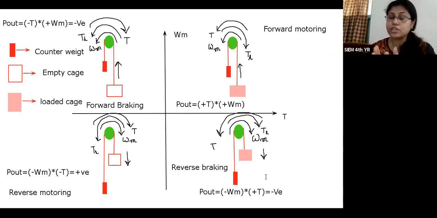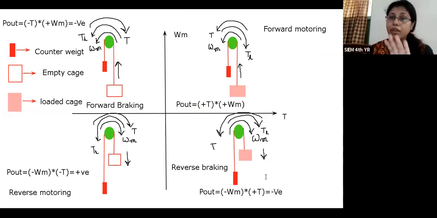The first quadrant is called forward motoring zone. The second quadrant is called forward braking zone. The third quadrant is called reverse motoring zone. And the fourth quadrant is called reverse braking zone. Okay. Where we are getting reverse power, negative power, at the output terminal of the motor, that is called braking. That is represented in the fourth quadrant as reverse braking, and in the second quadrant we said that is forward braking.